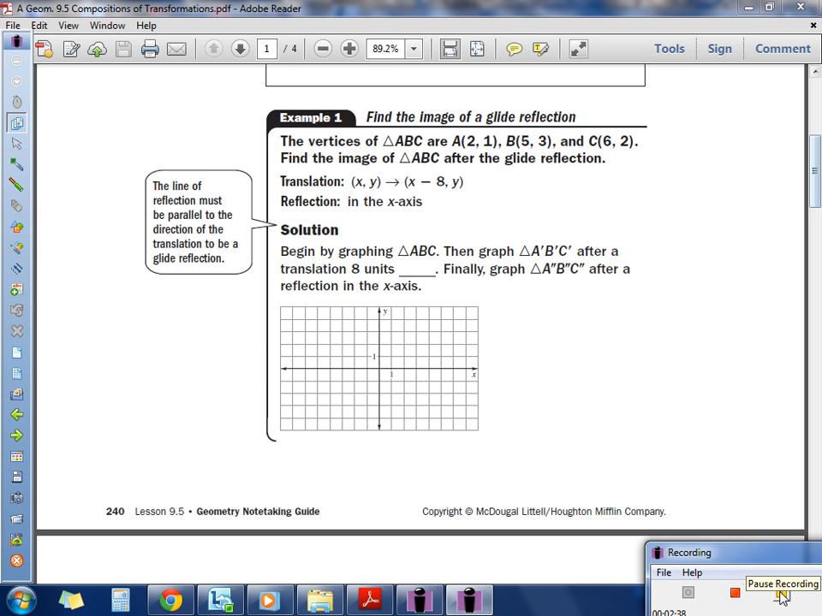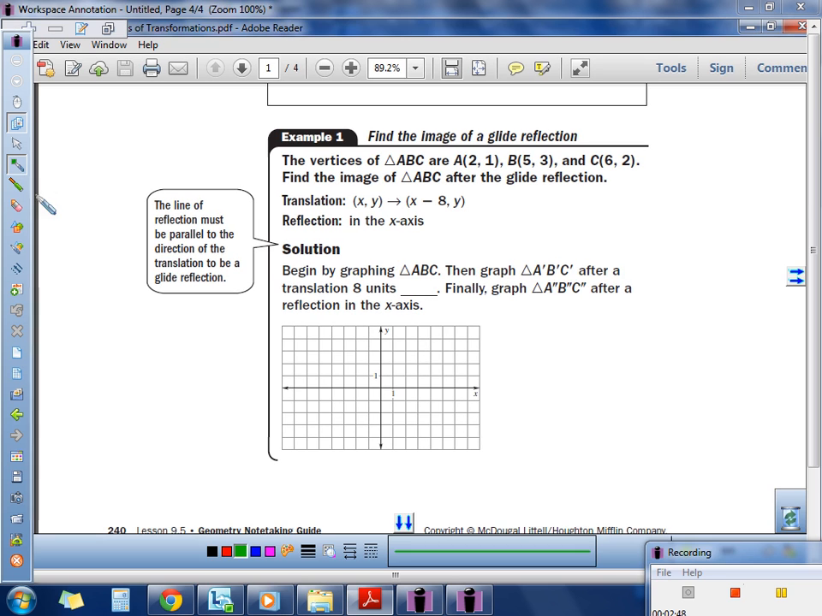Here's an example of what we've been talking about applied to a graph. It says the vertices of ABC are given. Find the image after a glide reflection. So the key thing you have to remember is, what is a glide reflection? Well, the glide means translate first, and then we're going to reflect. Oh, and it tells you that. Here's the translation and how to move it, and here's the reflection. So this is a very good problem to be able to do. I'll give you a second. Go ahead and graph triangle ABC.